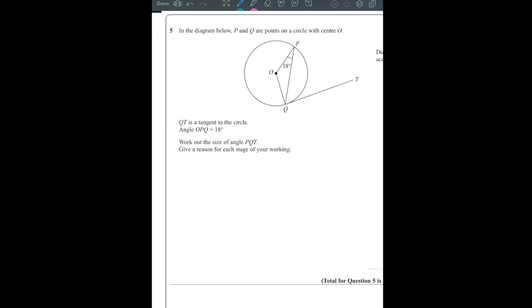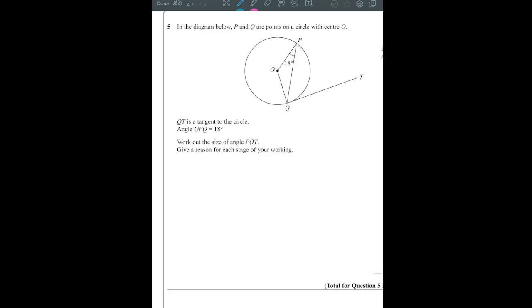Question 5, circle theorems. In the diagram, P and Q are points on a circle with centre O, QT is a tangent, and OPQ is 18. We want PQT, so we're looking for this angle here. Don't be tempted to use alternate segment. Alternate segment requires all parts of that triangle to go to the edge of the circle. So those two angles would be the same, not the 18 and the angle shown.